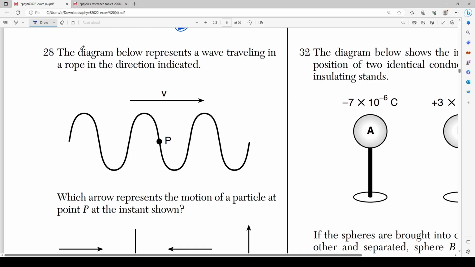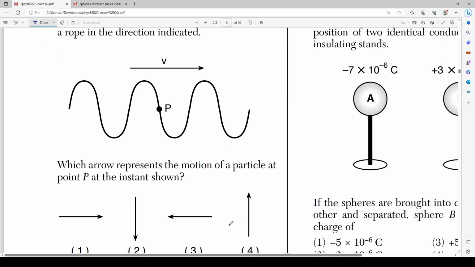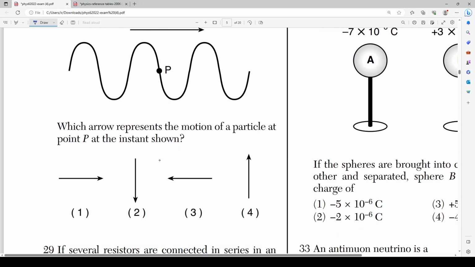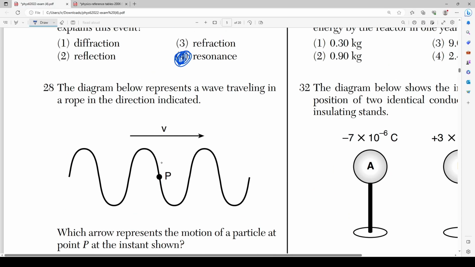Number 28 says the diagram below represents a wave traveling in a rope in the direction indicated. Which arrow represents the motion of the particle at point P at the instant shown? Remember that motions of particles on transverse waves, at least, can only go up and down. So 1 and 3 are wrong. And if you want to know this, there's a cool trick.